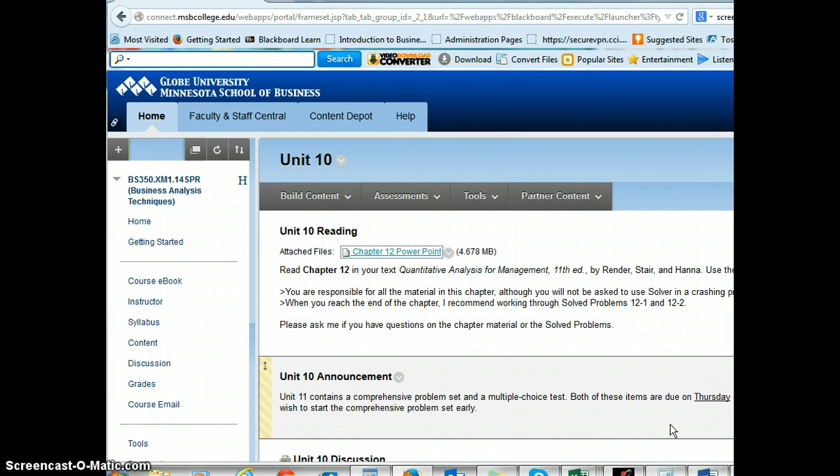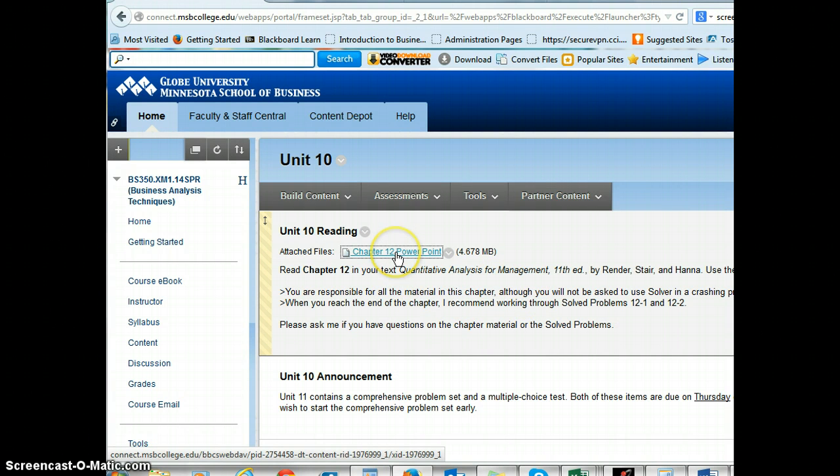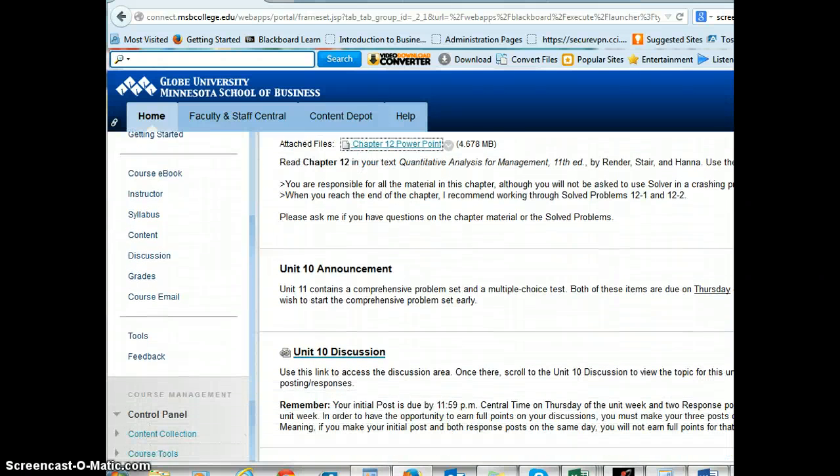So as far as this week, week 10, we're going to read chapter 12, and you're going to want to review this chapter 12 PowerPoint because it has some important formulas and examples in it for you. This week we're studying project management, and we're going to look at PERT and CPM, critical path management.